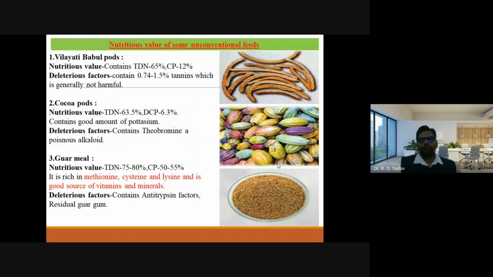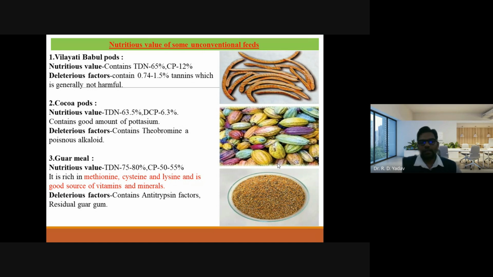So some nutrition values of unconventional feed resources: Vilayati babul pods have TDN content 65%, CP 12%, cocoa pods TDN 63%, DCP 6.3%. Guar meal, I already discussed guar meal. At present, it is mostly used in the dairy industry, in so many feed mills, even the industry is using this. And it is rich in methionine, cysteine, lysine, and a good source of vitamins and minerals also.